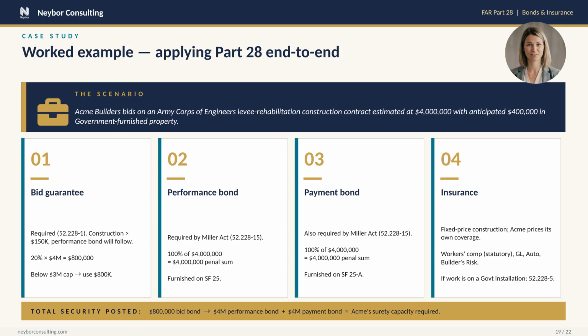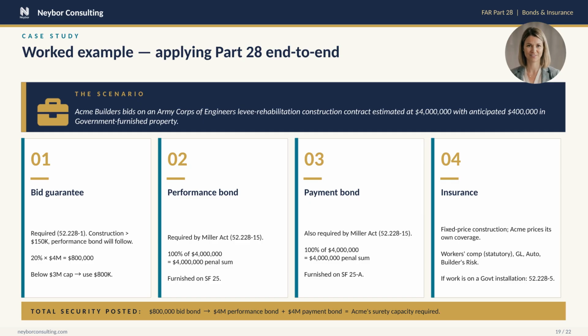Step 2, performance bond, required by the Miller Act and Clause 52.228-15. The penal sum is 100% of contract price, so $4 million on Standard Form 25. Step 3, payment bond, also required by the Miller Act, also via Clause 52.228-15. Another 100%, also $4 million on Standard Form 25-A.